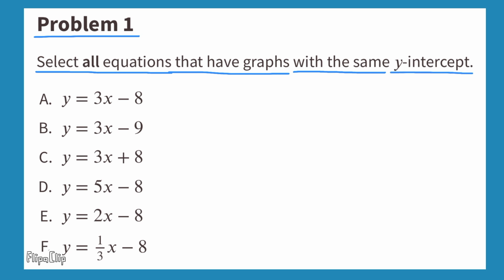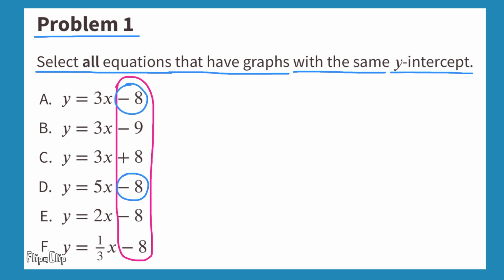For each of these, the y-intercept is the last term in the equation. For A, the y-intercept is -8. And for D, E, and F, the y-intercept is also -8. So A, D, E, and F all have the same y-intercept.